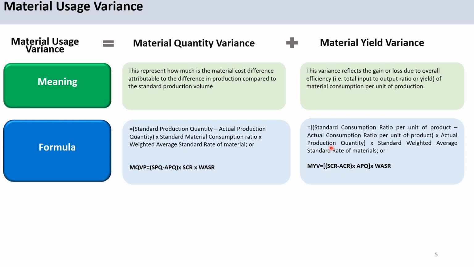This is standard consumption ratio per unit of product. And when I say standard consumption ratio, it is the total consumption ratio of all the materials put together minus actual consumption ratio per unit of product of all the materials put together, times actual production quantity times the standard weighted average rate of all the materials. So simply, if I put it in short words, material yield variance equals SCR minus ACR times actual production quantity, which is APQ, times weighted average standard rate, that is WASR.